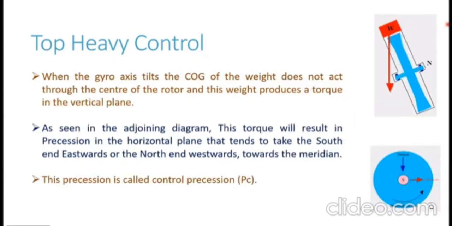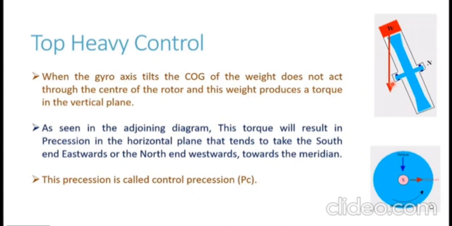Now please take your attention to this diagram on top. As soon as the gyro spin axis tilts upwards, you can now clearly see that the center of gravity of the weight does not act through the center of gravity of the rotor. And this weight now produces a torque in the vertical plane. And as you can see in this diagram, the torque is going to result in precession.